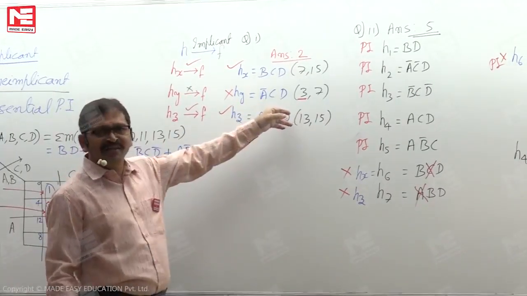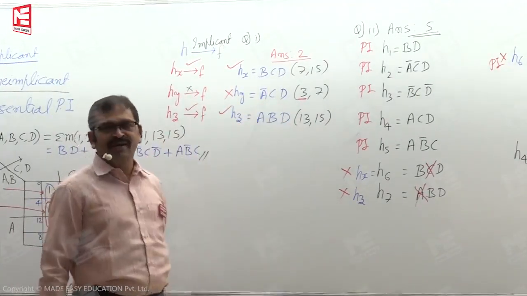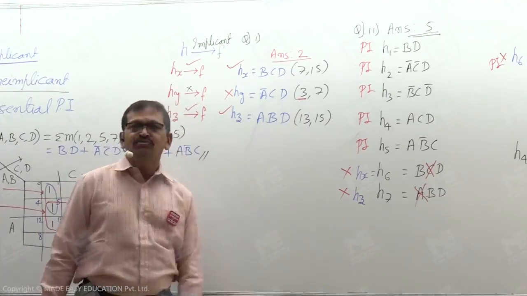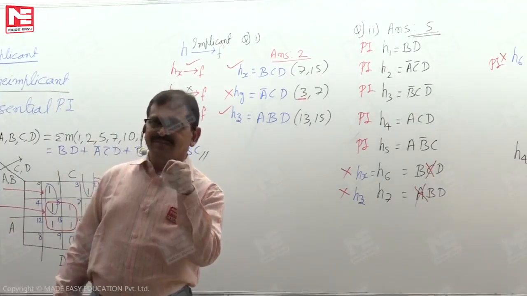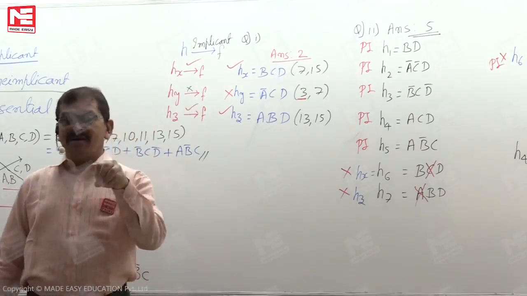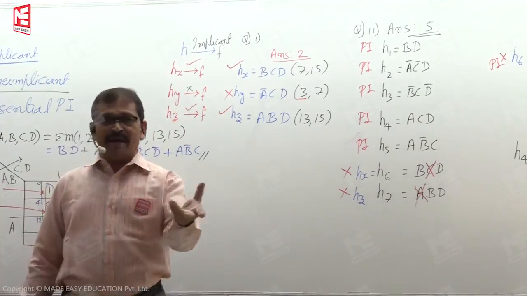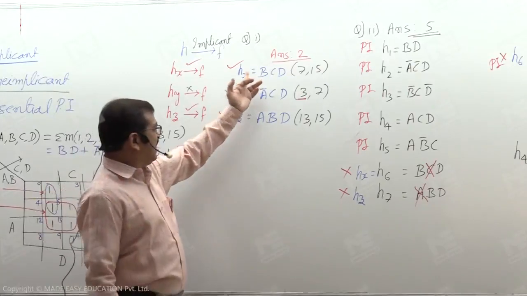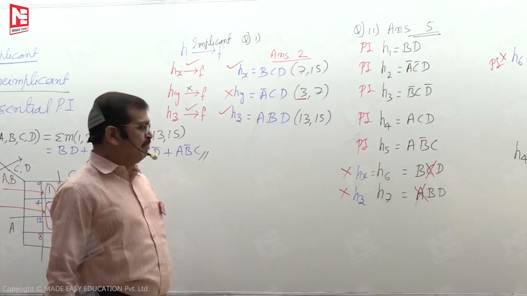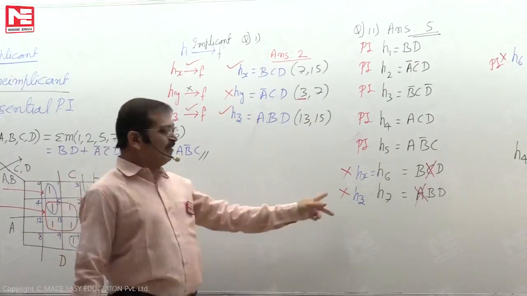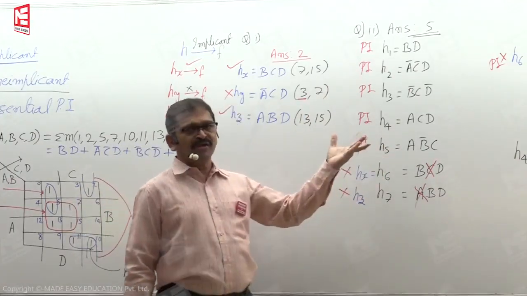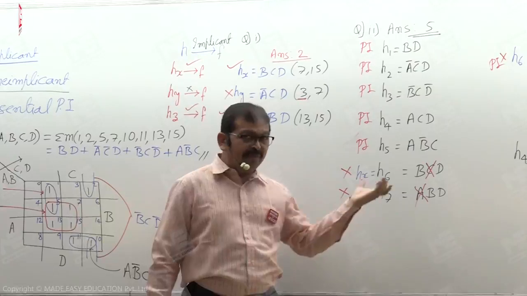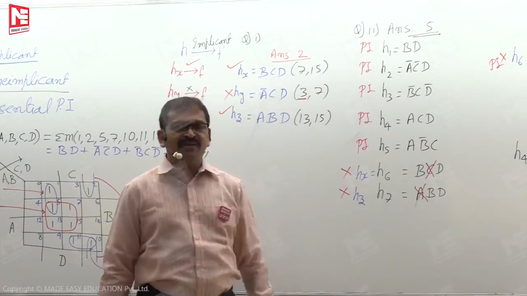It is not an implicant, so there is no question of it being a prime implicant. So to check whether any product is a prime implicant, first of all, the product must be an implicant. But every implicant may not be a prime implicant. S, X, S, Z are implicants, but they are not prime implicants. And the remaining products H1 to H5 are all implicants, and happen to be prime implicants.